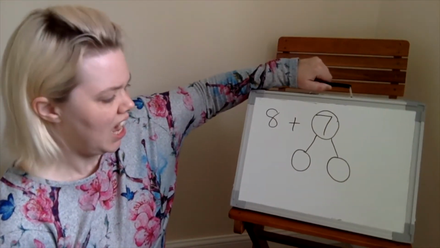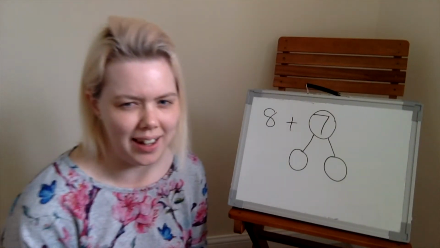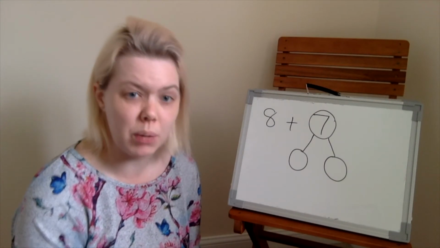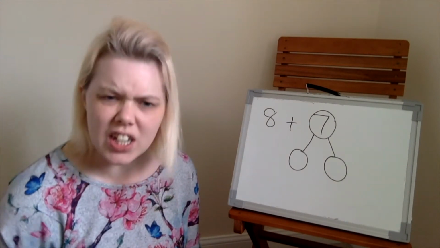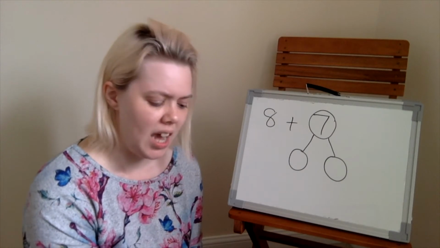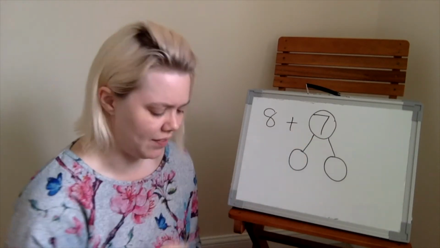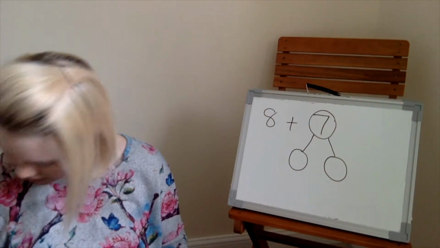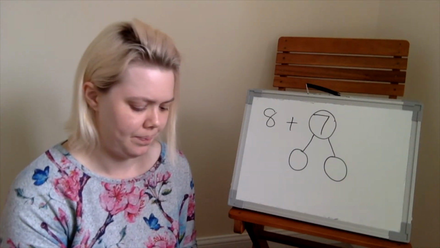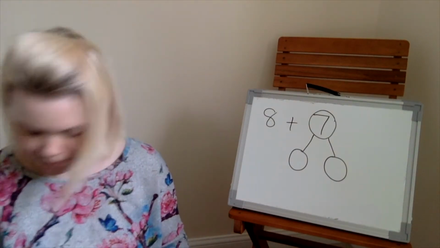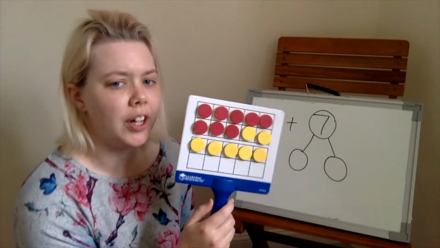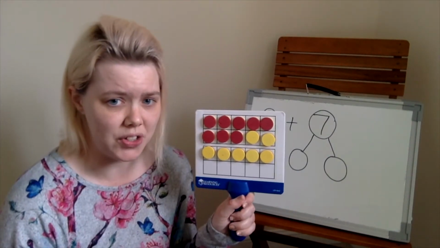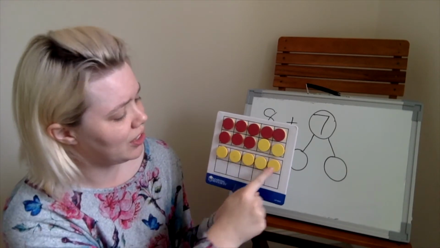Okay. This is where things get a little bit trickier. Okay, so we're going to split our second number, but we want to make 10 again. So if I use my 10 frame, and my question is 8 add 7. So I've got 8 red ones and I need 7. Okay, so I've got my 8 red counters there, and then I've got my 7 yellow ones.